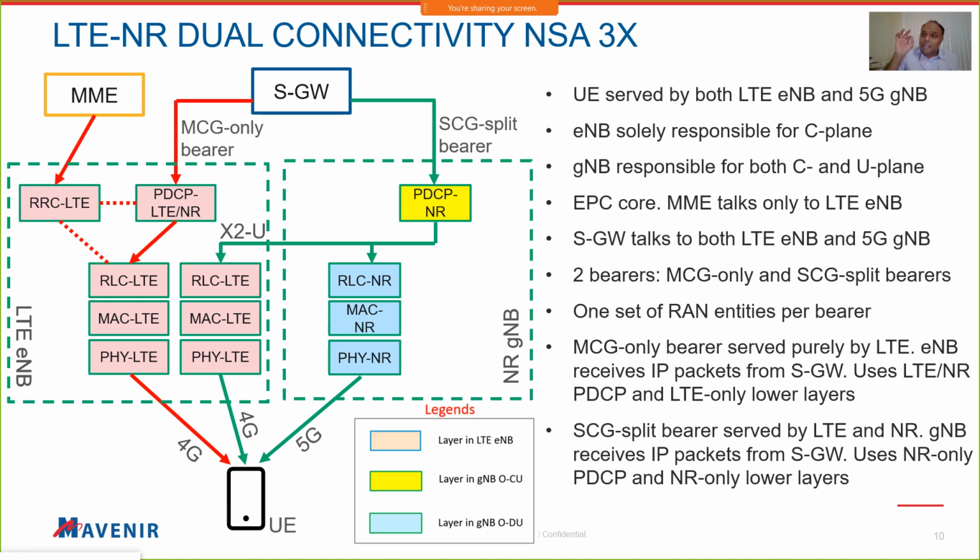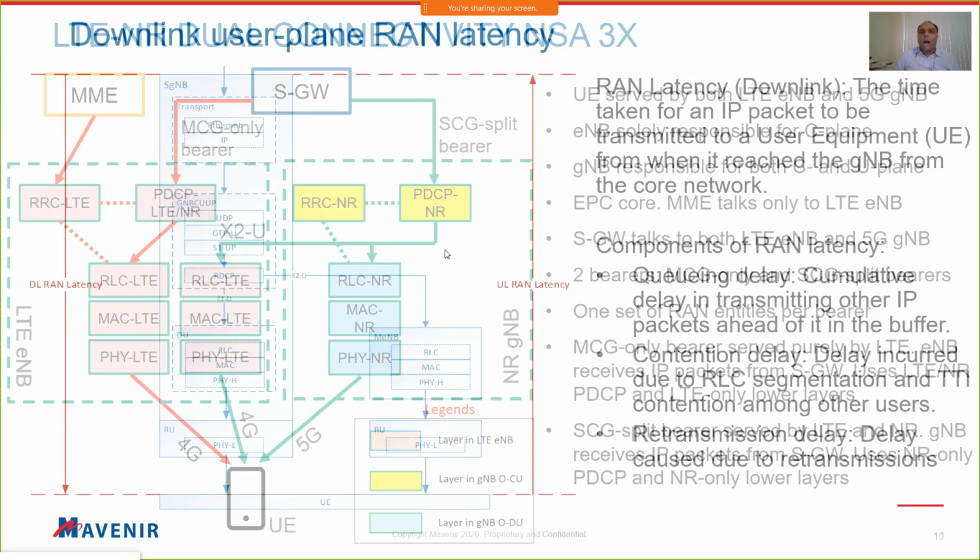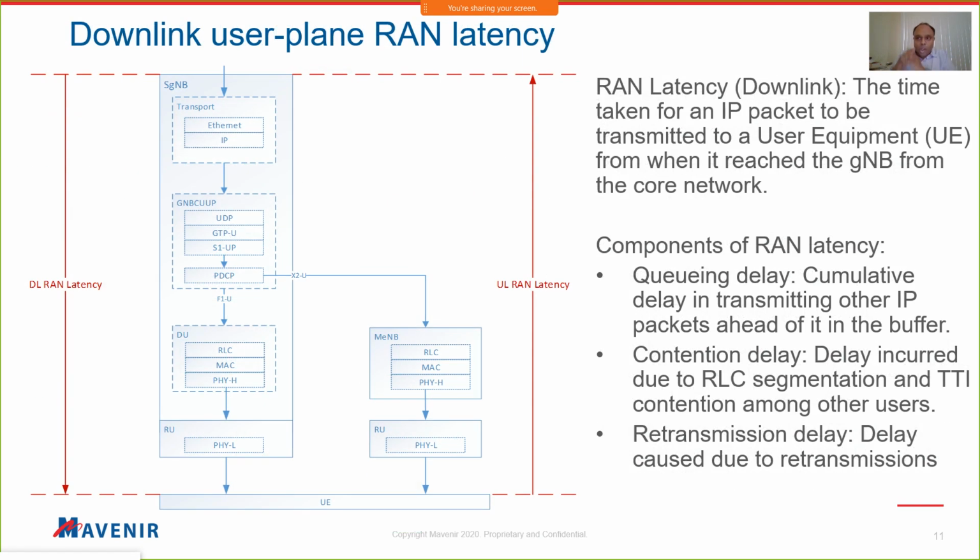Now, the control plane is exclusively handled by the LTE. It is the RRC layer of the LTE that talks to the mobility management entity and not the RRC layer of the NR. Now, we talk about latency here because our goal is to minimize RAN latency in this dual connected network.